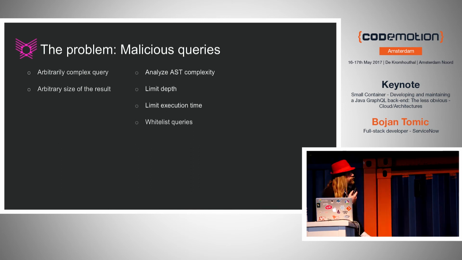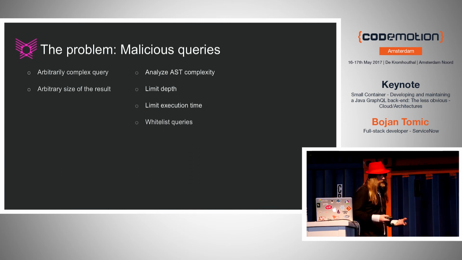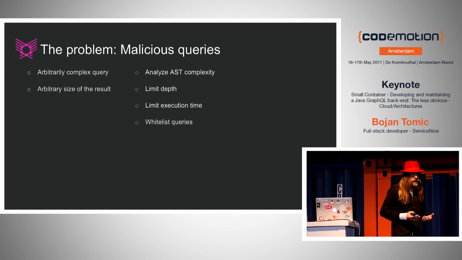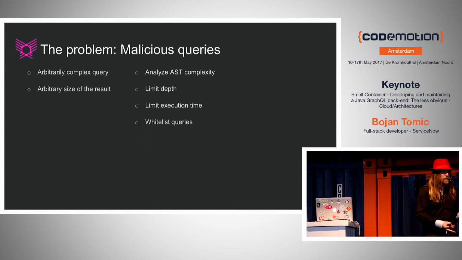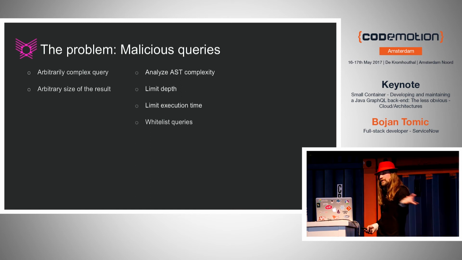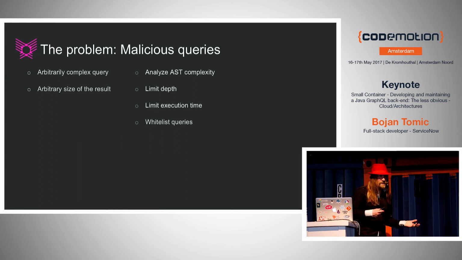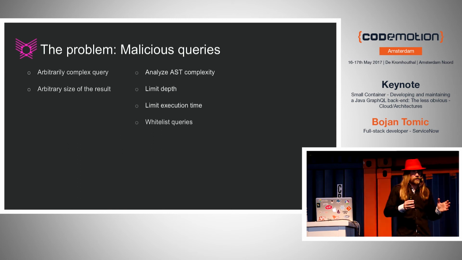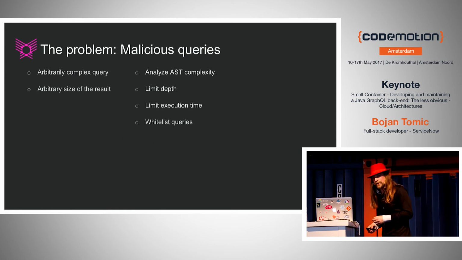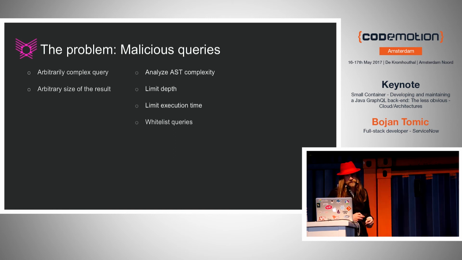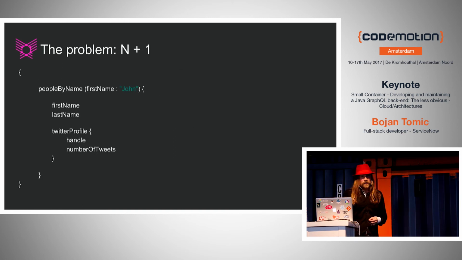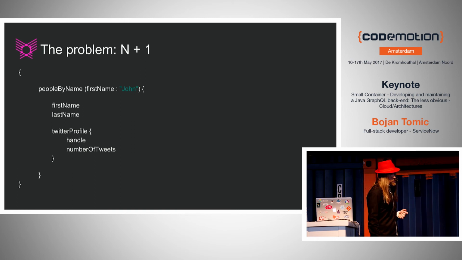And then finally, you can just whitelist the queries. Of course, that only works if you know all your clients. So if the clients are known ahead of time, you know what queries they're going to run, you can just whitelist them. Then the client doesn't even have to send the entire query. It can just send an ID or something. But this, of course, makes sense only in the case that you know everything ahead of time. All the clients are known. So that's probably something that's rarely used. The even more obvious problem is the n+1.